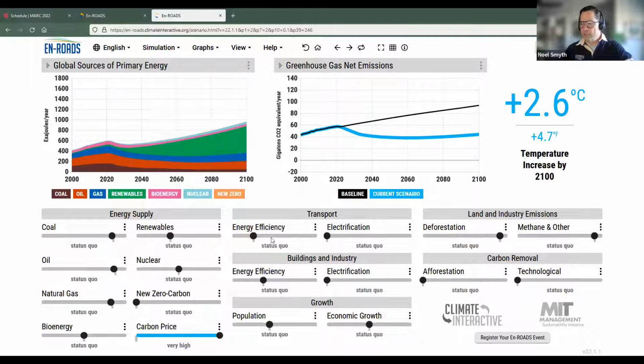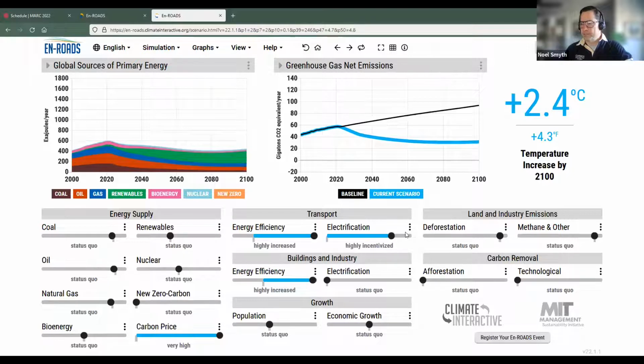Transport, we're going to say, yep, we need to be more efficient. We need to be more efficient in our buildings. We need to electrify them as well. Okay, so doing all of that moves the needle as well. We're down to 2.2 C, so we're close to 2, but we're not done yet.